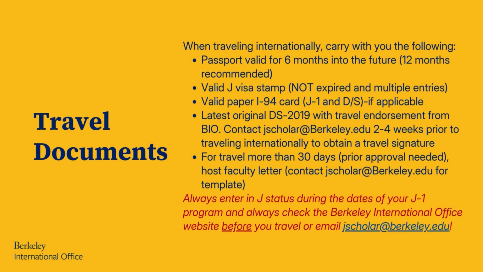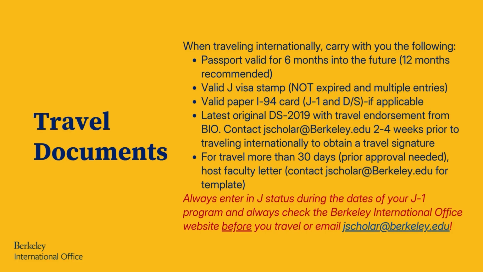After you have reviewed the necessary travel resources and/or consulted with us if your travel may be a special case, the next step would be to review the documents you will need to return to the U.S. Your passport, valid for 6 months beyond the intended period of stay, though 12 is recommended. Make sure that you have a valid J visa stamp that is not expired on the date you plan to return and that allows multiple entries. Also bring your DS 2019 with a travel endorsement from the Berkeley International Office.